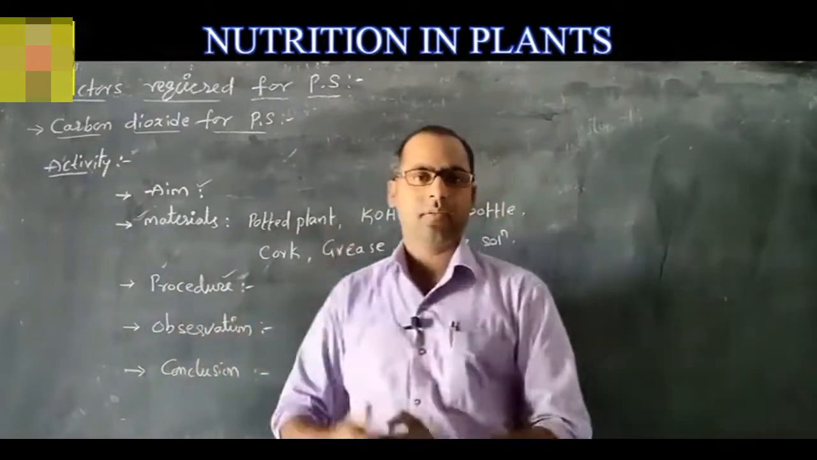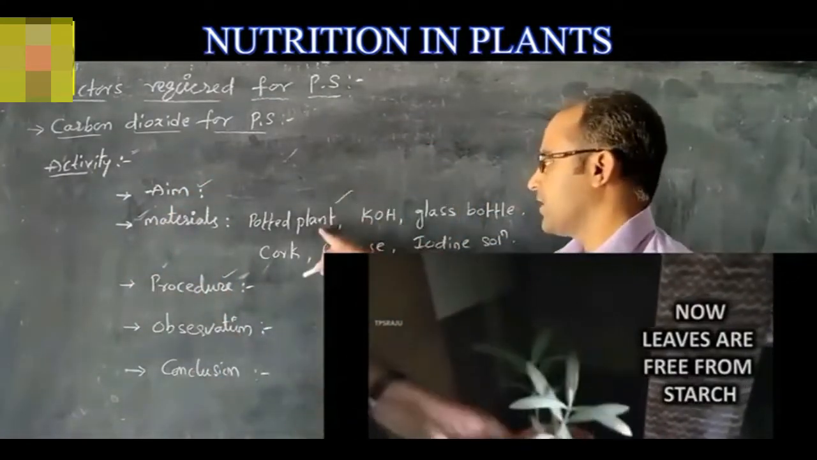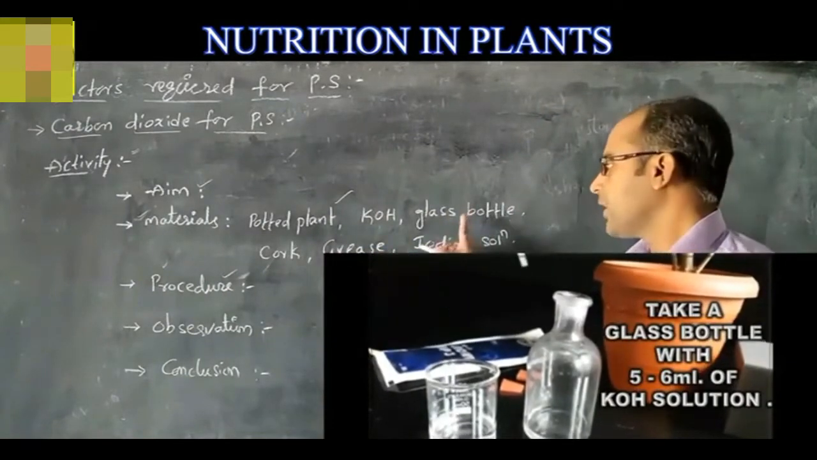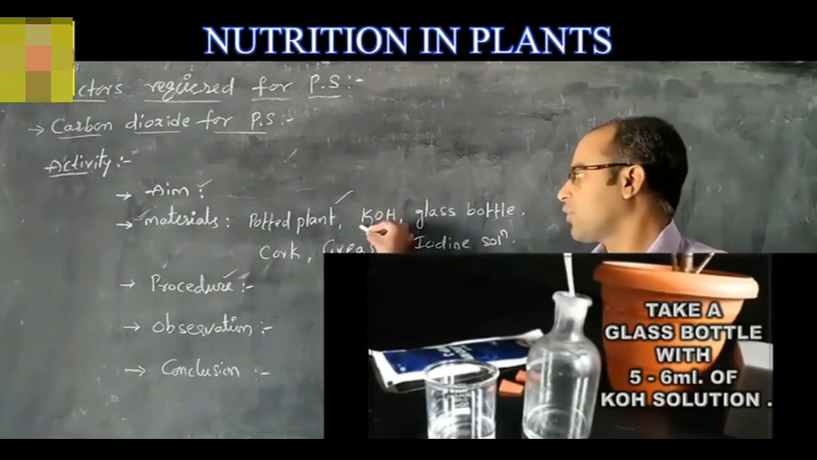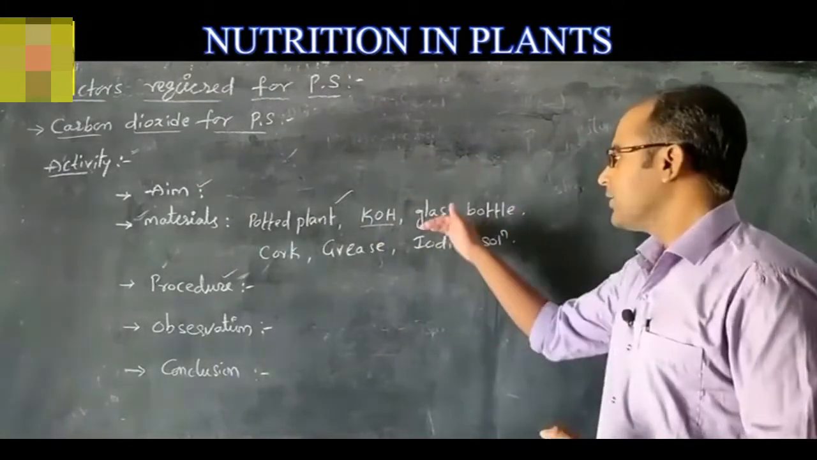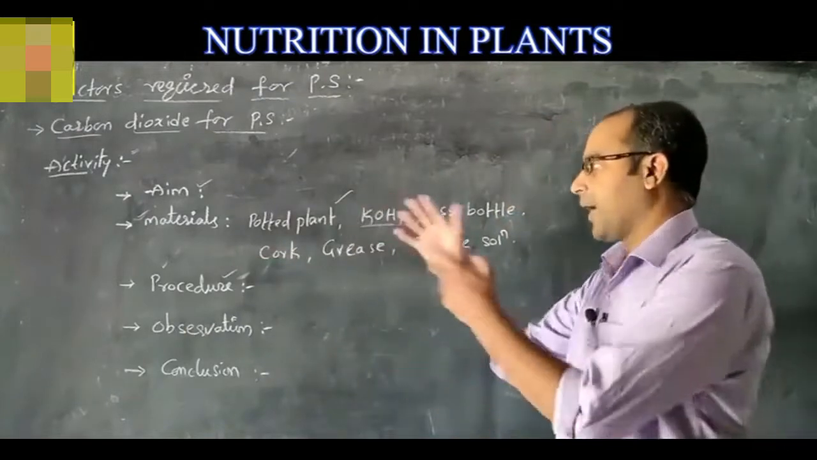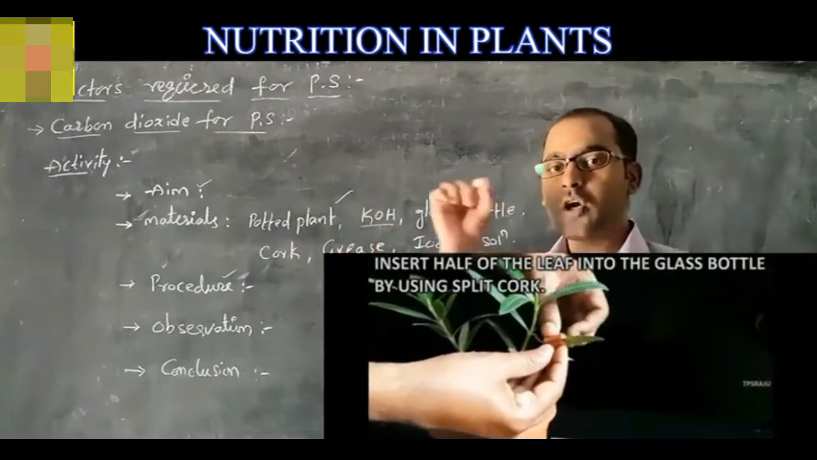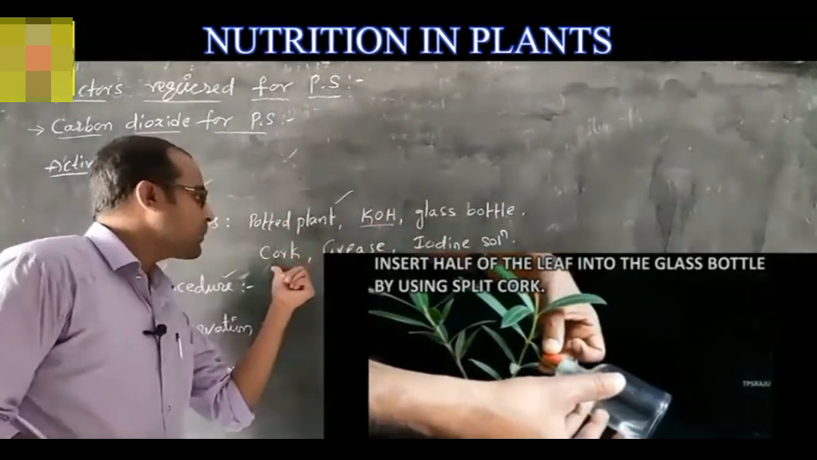Okay, then take that plant, and let us take a bottle. The potted plant is de-starched, and let us take a glass bottle, a transparent bottle. In this let us take 5 to 6 ml of potassium hydroxide solution or a little amount of potassium hydroxide pellets. Then fit it with a split cork. Then take the potted plant, and take a leaf from it. The leaf should not be detached from the potted plant. Insert the leaf into the glass bottle through the split cork.